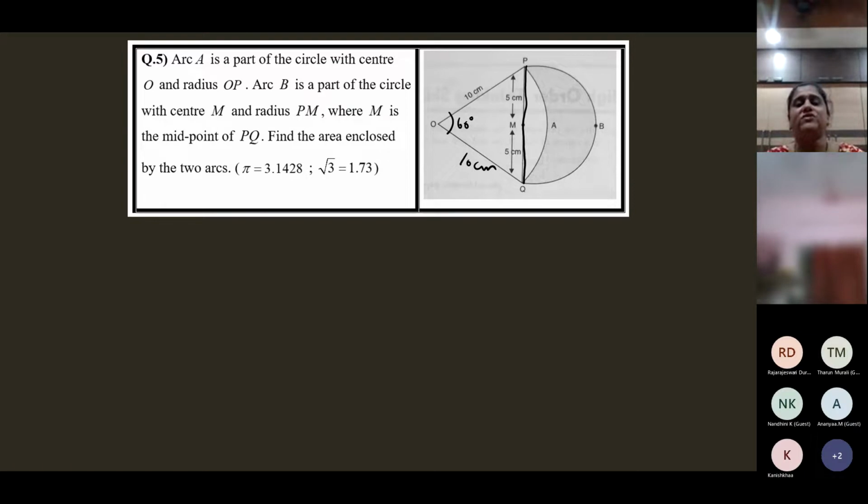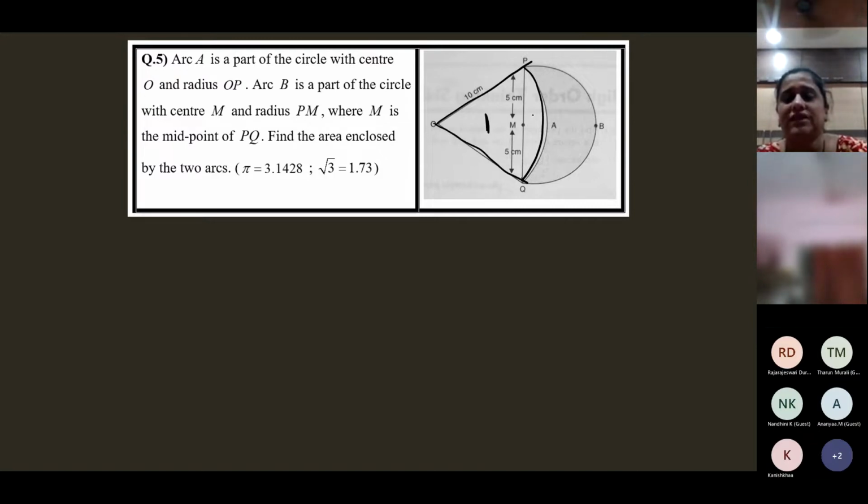So 60 degrees by 360 into pi r square, where r is 10, because you're finding the area of this sector. And from the area of the sector, take away the area of the triangle, which is an equilateral triangle: root 3 by 4 into side square. Take away the area of this triangle and you will get the area of this segment. I repeat, this is the sector, which is made up of the triangle and the segment.